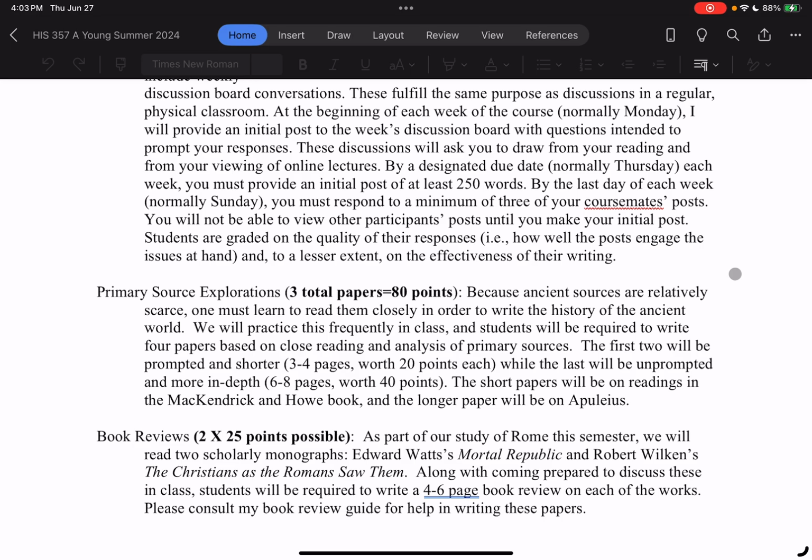There are three papers, I should say, that analyze primary sources. Two of these are short and will have prompts, 3 to 4 pages, or roughly 1,000 to maybe 1,200 words is what I'm looking for there. And one of them is more in depth. This is the one on the Apuleius source, okay? And that one is not prompted, and I will talk through how to write an unprompted paper a little bit as we go on. You have to ask your own question. You have to come up with your own prompt. The shorter papers are worth 20 points each. The longer is worth 40.